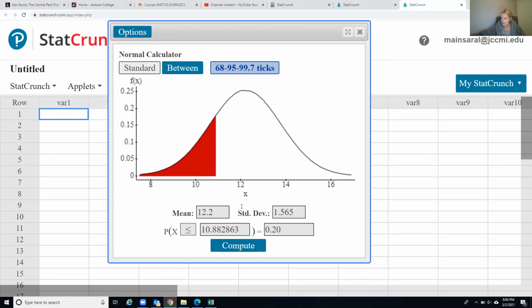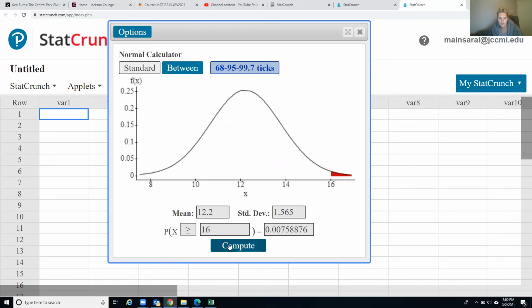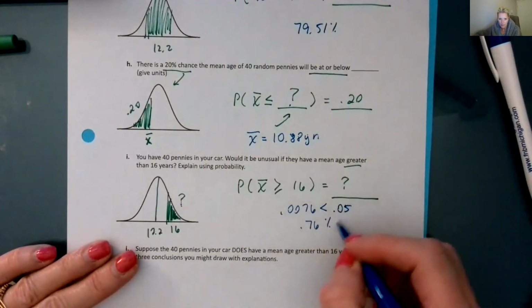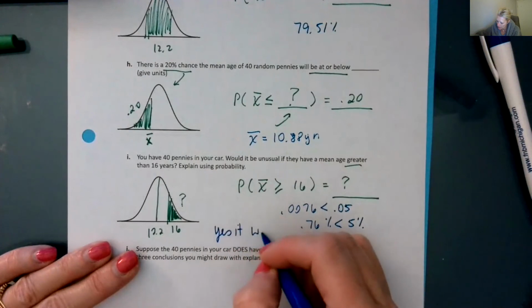And then our last picture was a greater than, so we have to change that. And we said, what is the probability that they're greater than 16 years? And that comes up to be 0.0076, which is about 0.76%. So it says, would it be unusual? Yes, because I'm going to show you on my paper here, it would be unusual because 0.0076 is less than 0.05, which is less than 5%. So yes, it would be unusual.